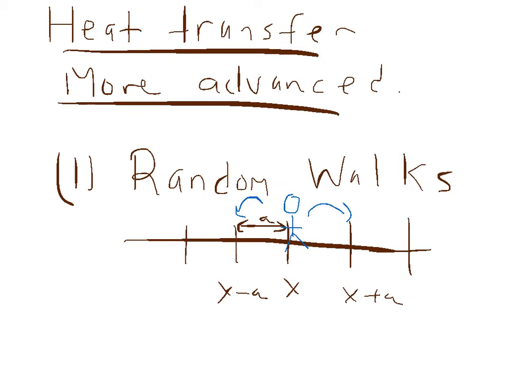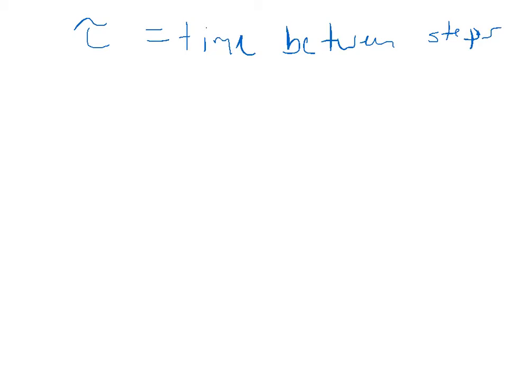So we can express this in mathematical terms. Let's suppose that the random walker takes a step every time tau. So tau is the time between steps. The question I want to ask is, what is the probability p that the random walker is at a position x at a given time? Just to make this easy, let's say at time t.